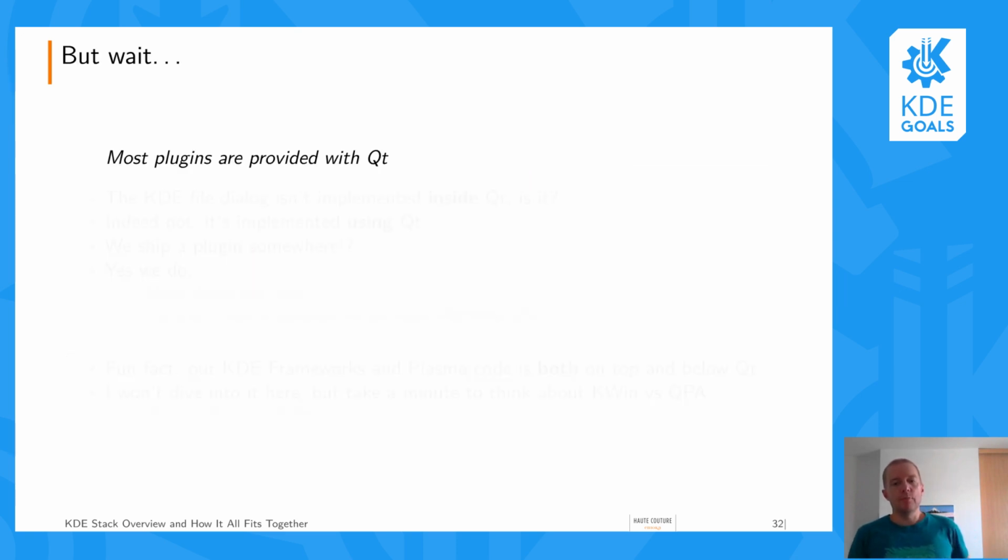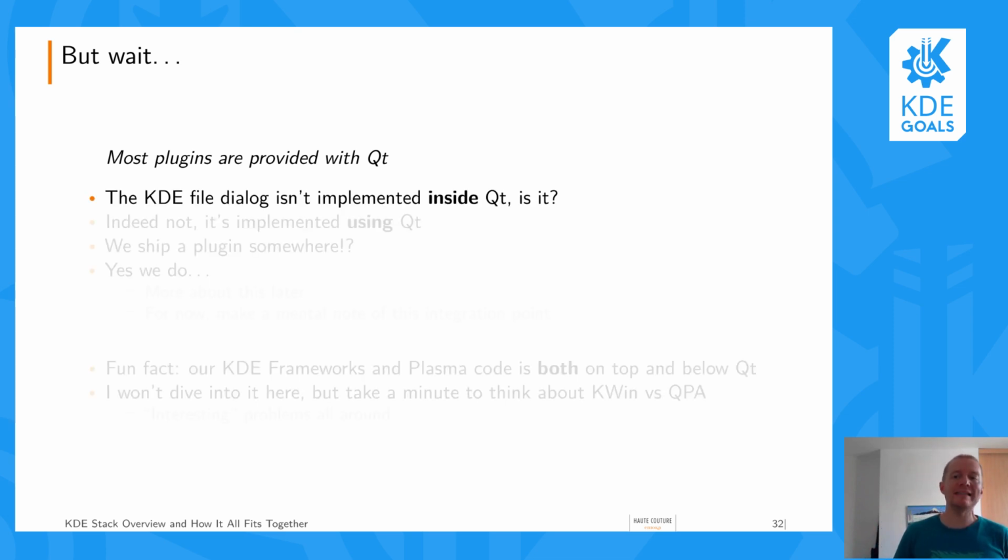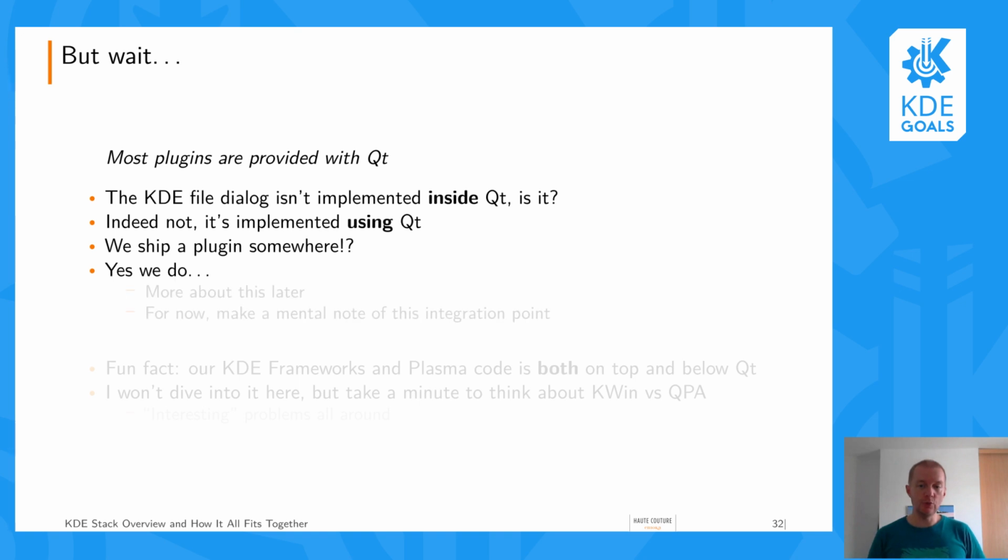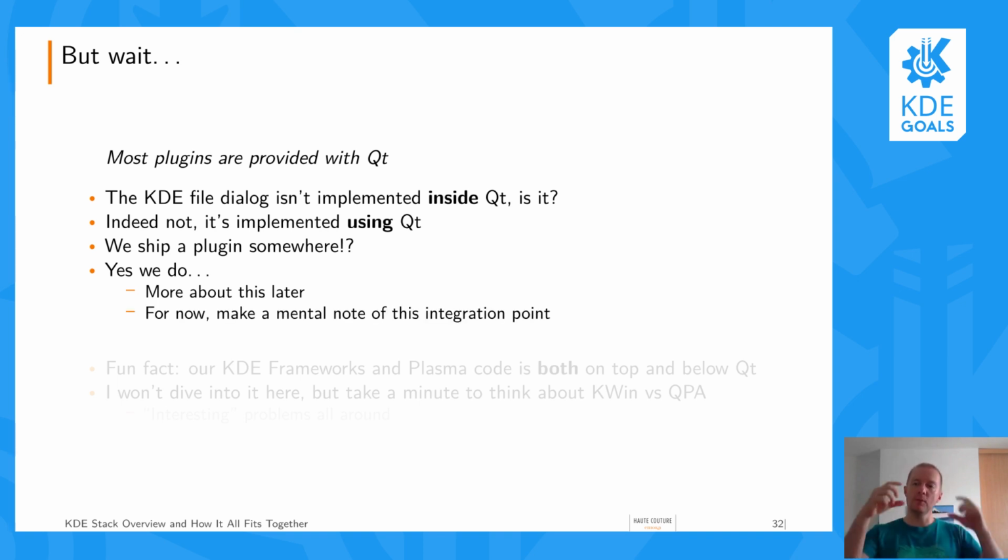But wait, so we mentioned that most plugins are provided with Qt. The KDE file dialog isn't implemented inside Qt. So it's not, it's implemented using Qt, right? So we ship a plugin somewhere. Yes, we do. And so that's a platform theme plugin. I will get back to this later on. But for now, make a mental note of this integration point, right? Remember when we had that integration box earlier on with the stack, a very strategic part of that box is the QPlatformTheme plugin.